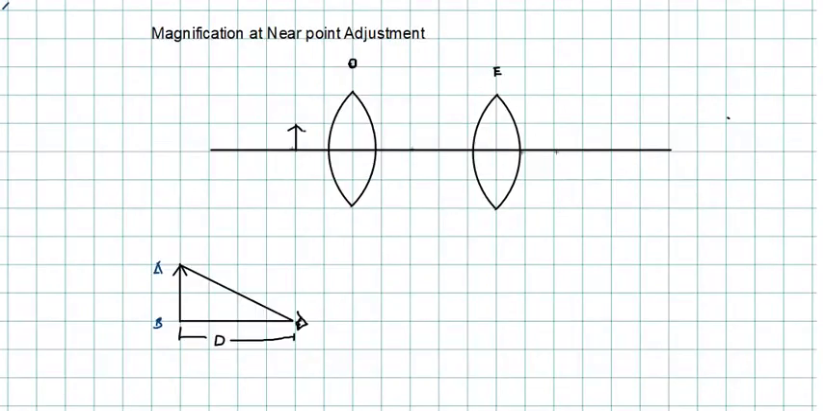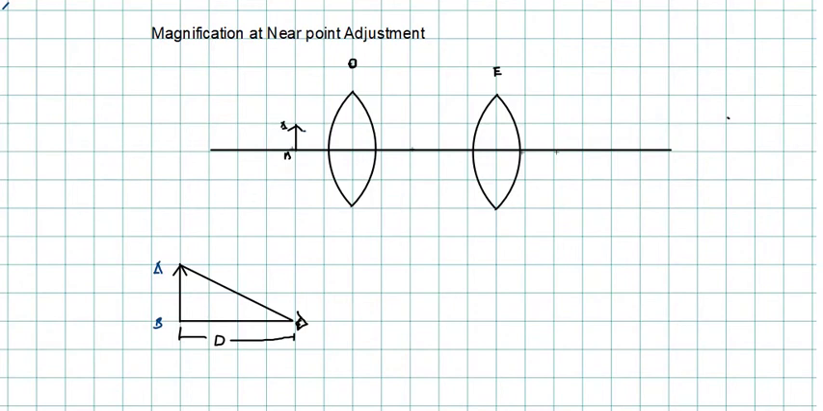Magnification of compound microscope at near point adjustment. So, consider a compound microscope of two lenses, an objective and an eyepiece, and an object AB placed in front of the objective at a certain distance u. We need to find the magnification in this case. The objective will produce the image of AB, which will act as an object for the eyepiece.